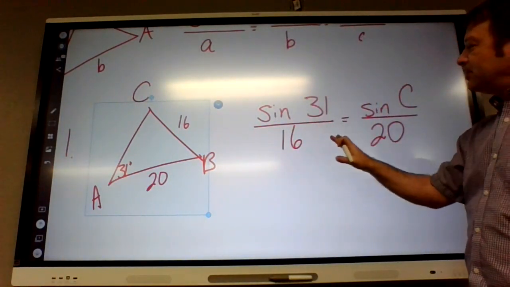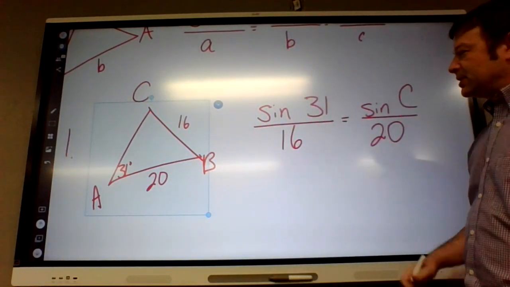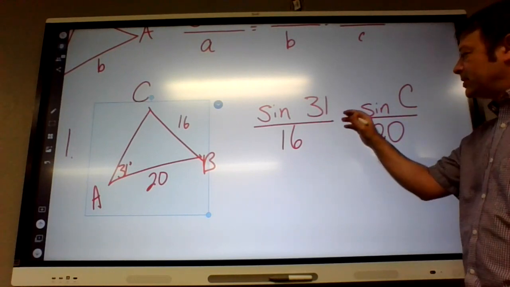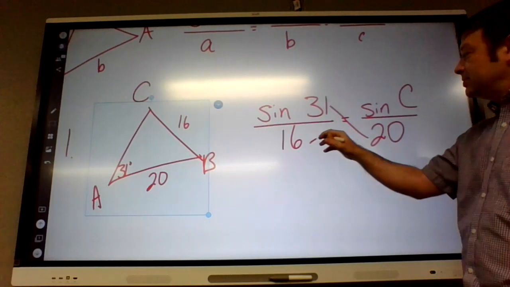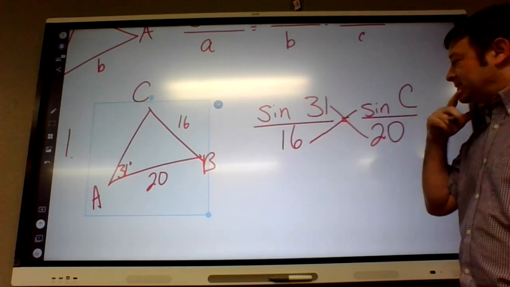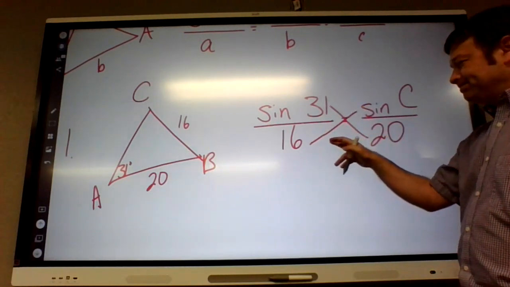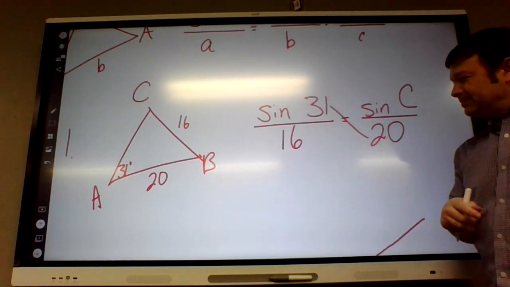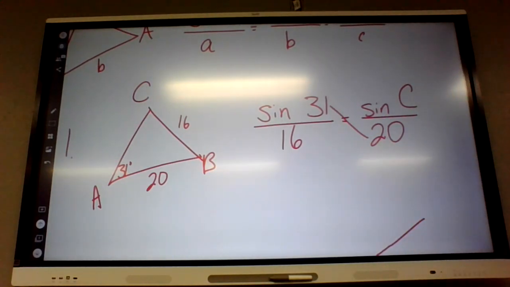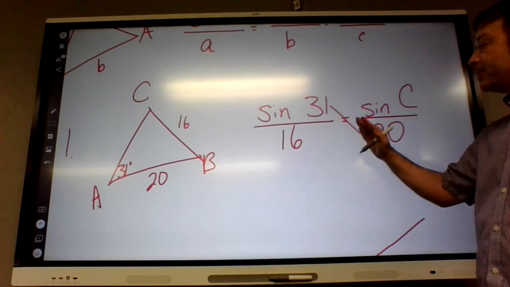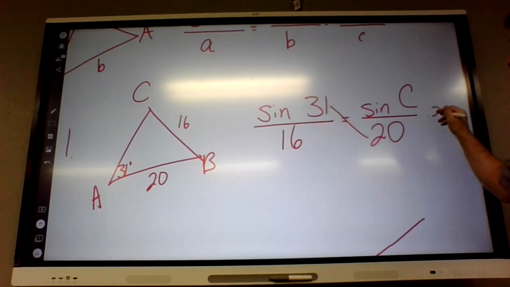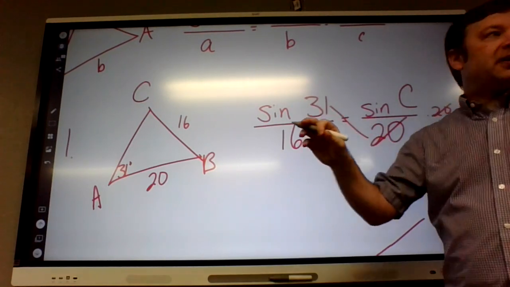How do we usually solve equations when we have two equal fractions like this? Cross multiply. So 20 times sine of 31 should equal 16 times sine of C. We don't really need to move that 16 though. That would be fine, but instead let's just keep it there and multiply by 20 basically. And that would get rid of that.